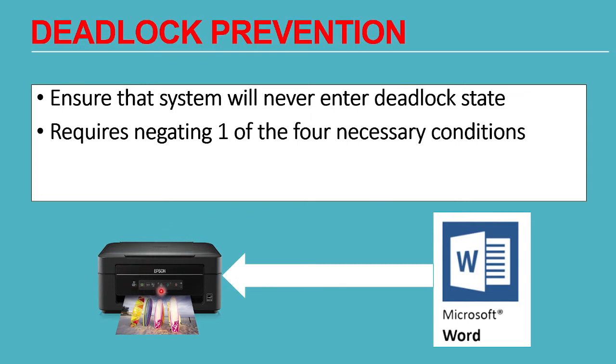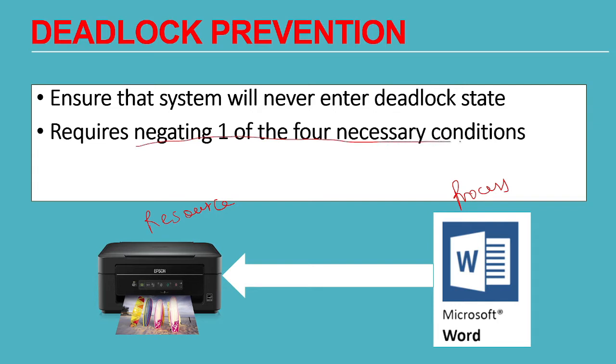Suppose the printer got hanged, or some problem occurred with the printer, and the printer is not able to print the Word document. So the Word document is a process which will wait infinitely for this resource, that is the printer. When this type of situation occurs, we call it what? Deadlock.